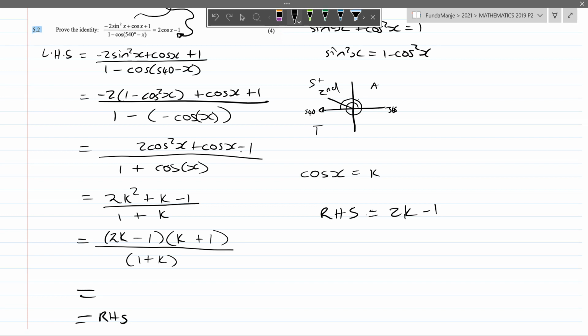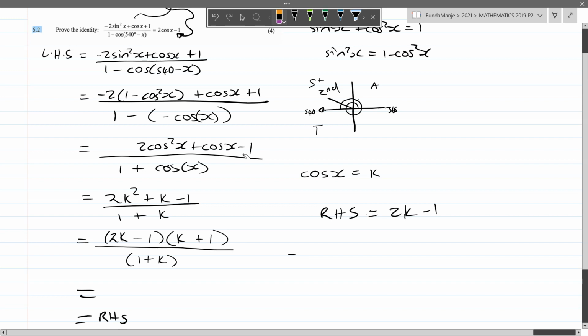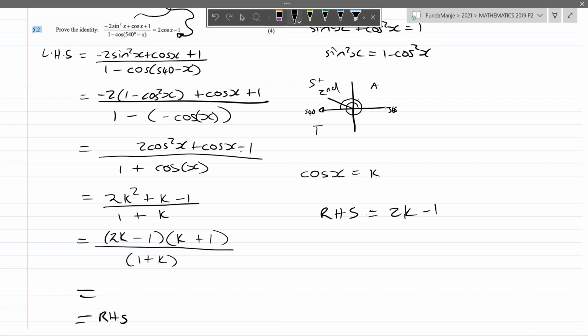So this will be 2k times k, gives me 2k squared. 2k times positive 1, that's positive 2k. Minus 1 times k, that's negative k. So we have 2k minus k, that gives us positive k. And that's what we have. Then lastly, minus 1 times 1 gives us minus 1. So we can see this is a correct factorization.